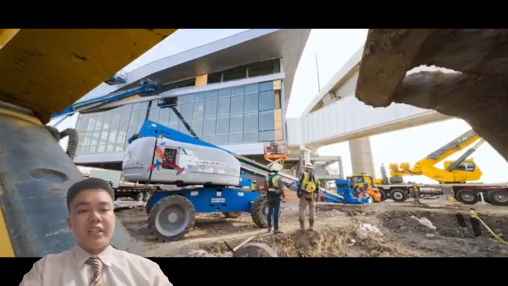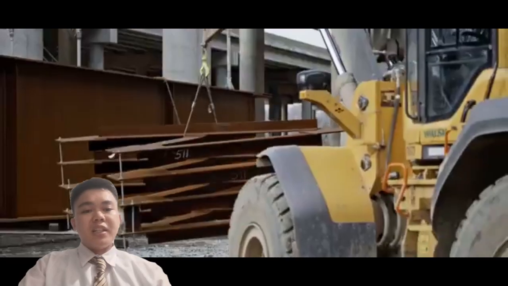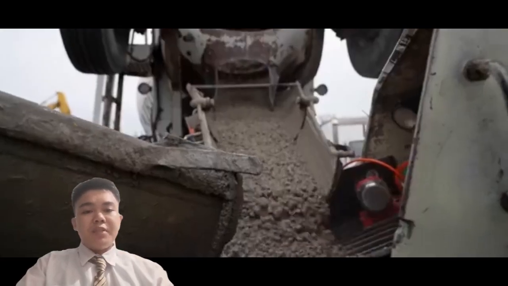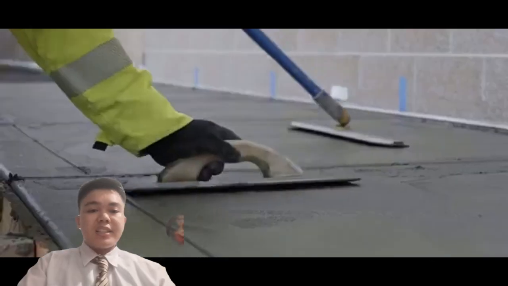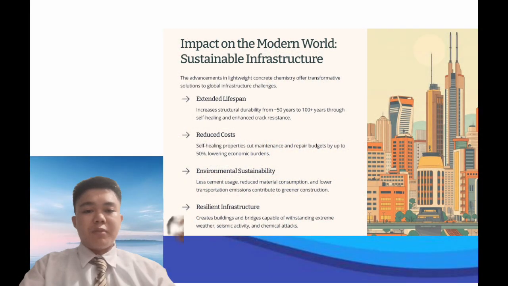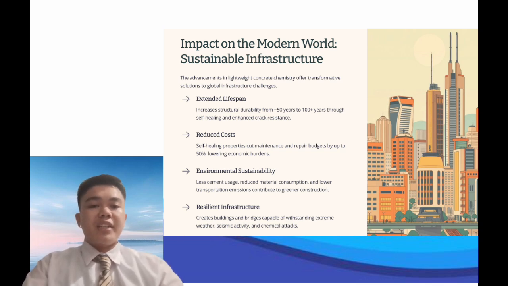This advancement has real-world impact as it reduces repair costs, increases safety, extends structural lifespan, and lowers carbon emissions by minimizing reconstruction. As urbanization and environmental challenges grow, chemistry-driven improvements in lightweight concrete offer a smarter, greener, and more efficient foundation for future infrastructure, proving that by mastering the chemistry in concrete, we can build structures that are durable, functional, and aligned with society's evolving needs.